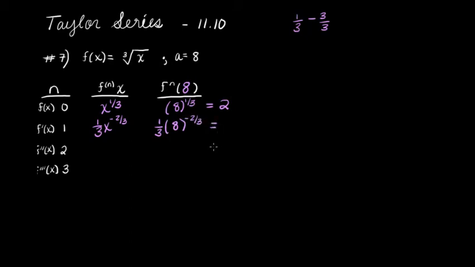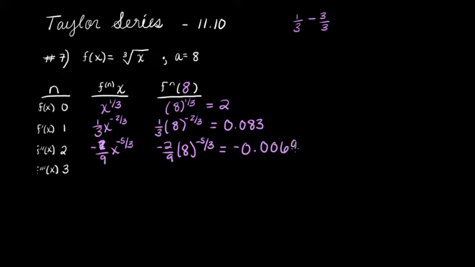Here you will want to use a calculator, and I have already done it. So we have 0.083. All right, and then you're just going to continue this process, taking the derivative every time we go down. So let's just go ahead and do that. Negative 2/9, and that is a 2. We have x to a negative 5/3. So I have negative 2/9 multiplied by the 8. And this will get us a negative 0.00694 repeating. All right, one more to go.